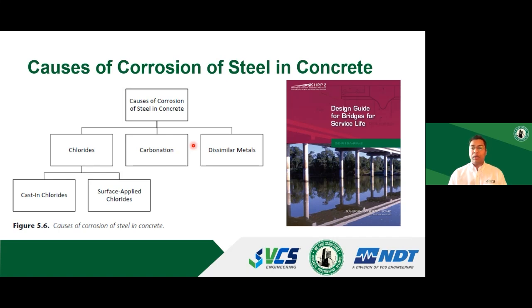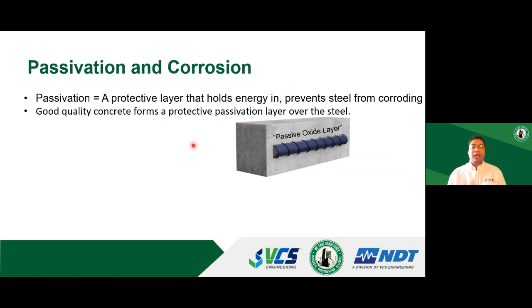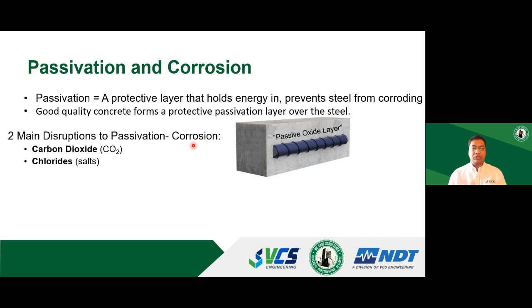Now, there is a document, a design guide for bridges for service life. It's a SHRP 2 document, and it lays out typical causes or typical species that cause corrosion of steel in concrete. And the two main culprits are chlorides and carbonation. And we'll get to this when we talk about subsequent slides. But as I said, concrete is porous in nature. It's going to absorb anything that comes in contact with it.